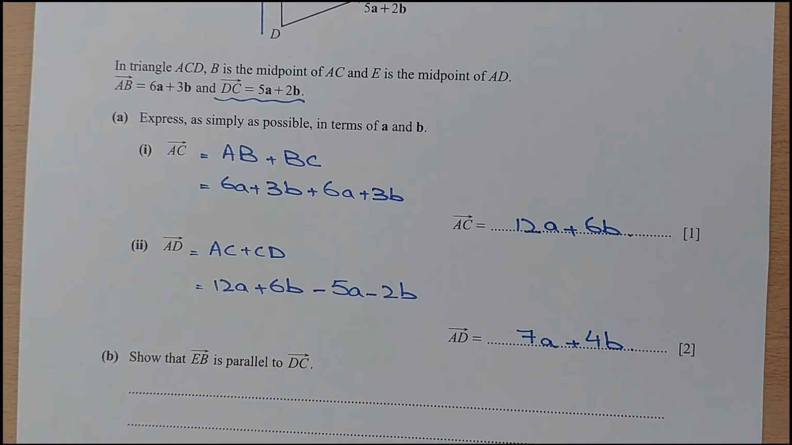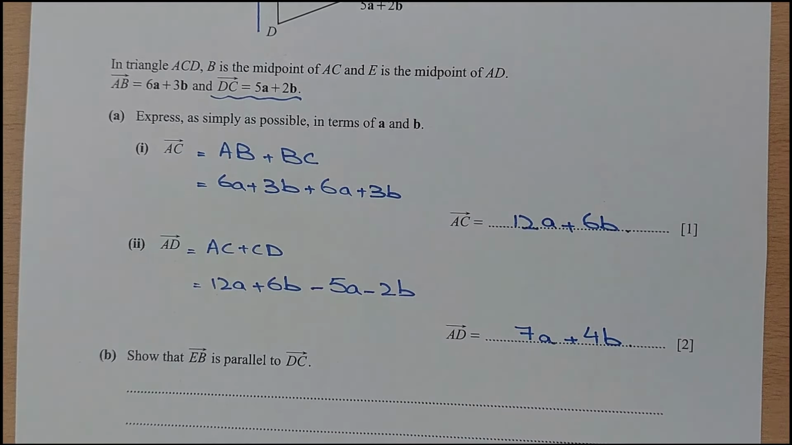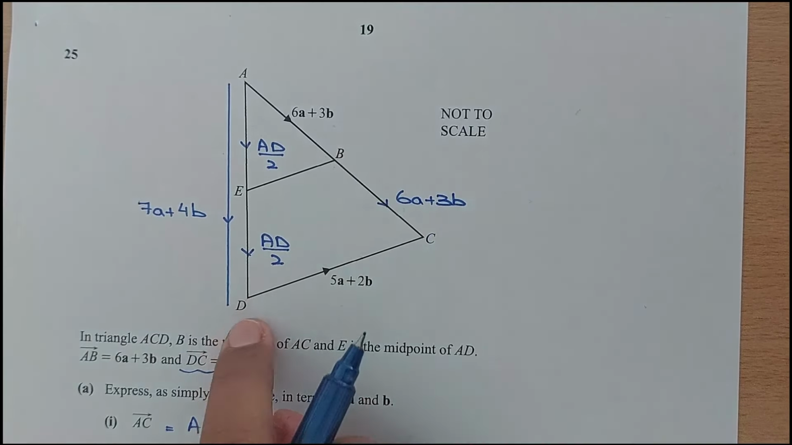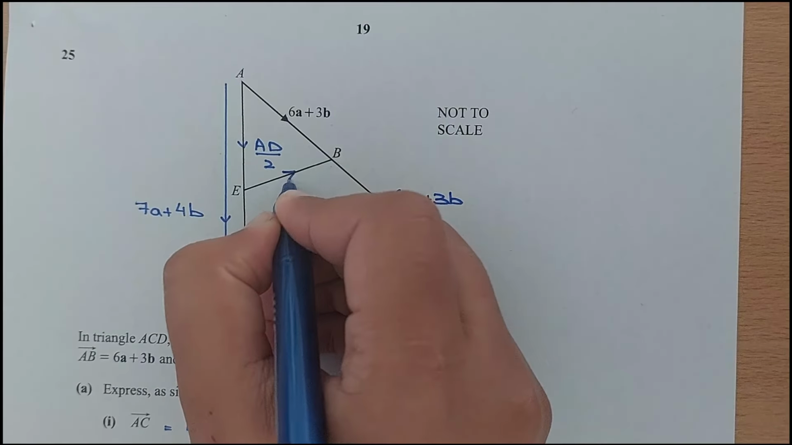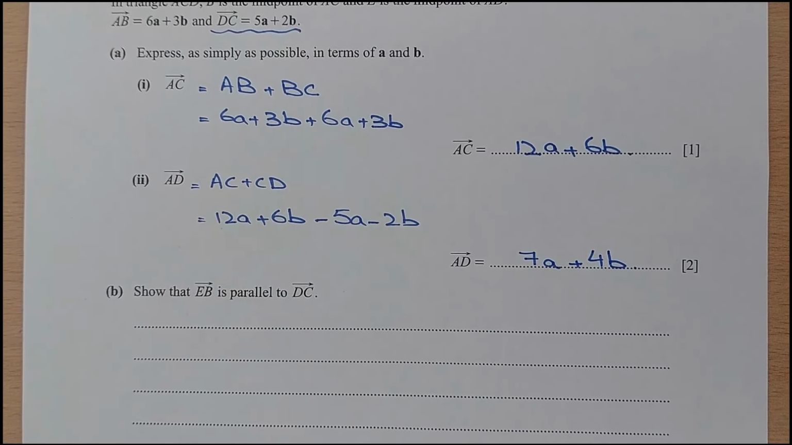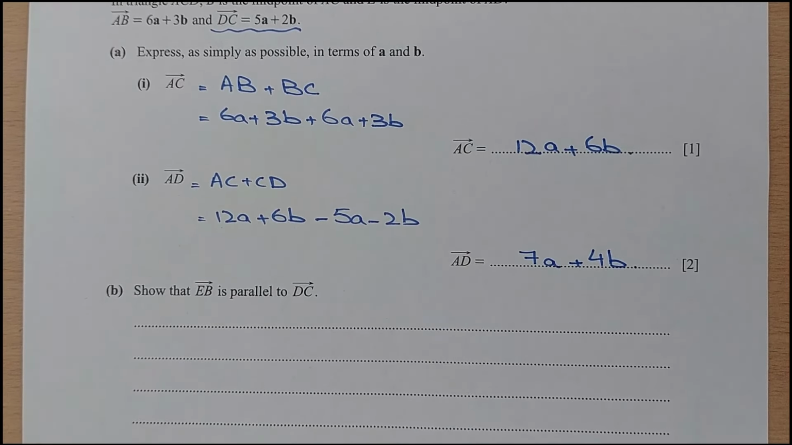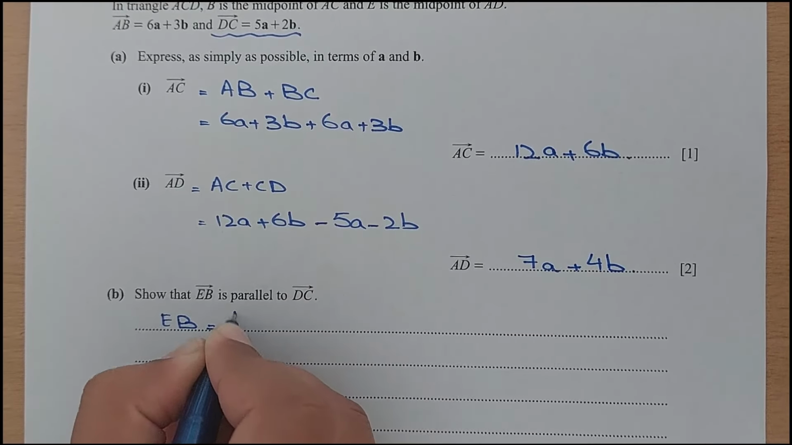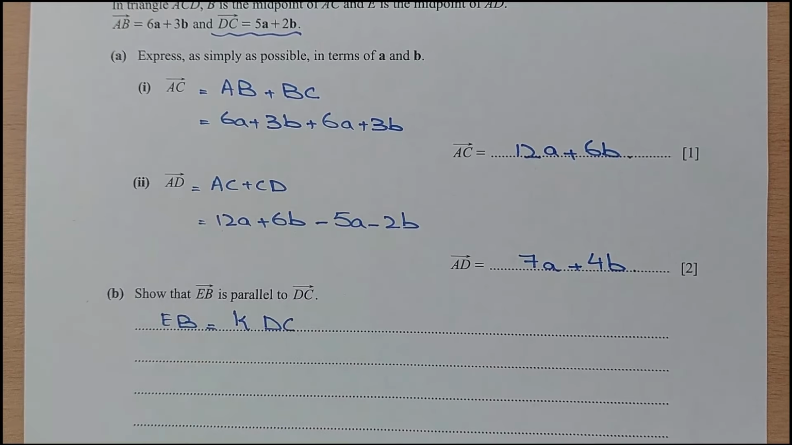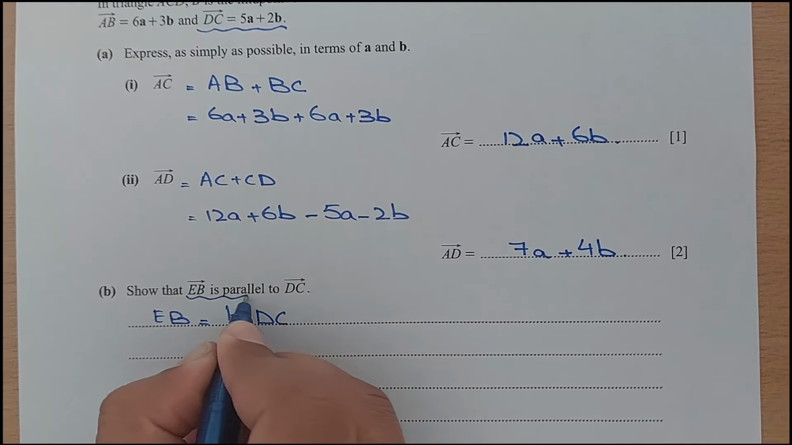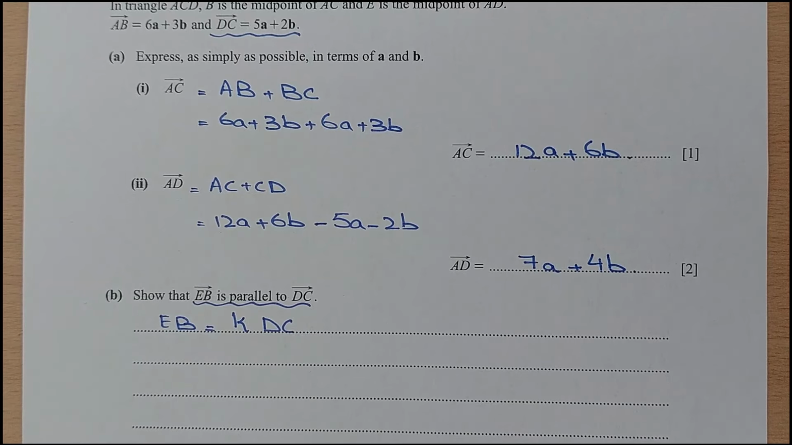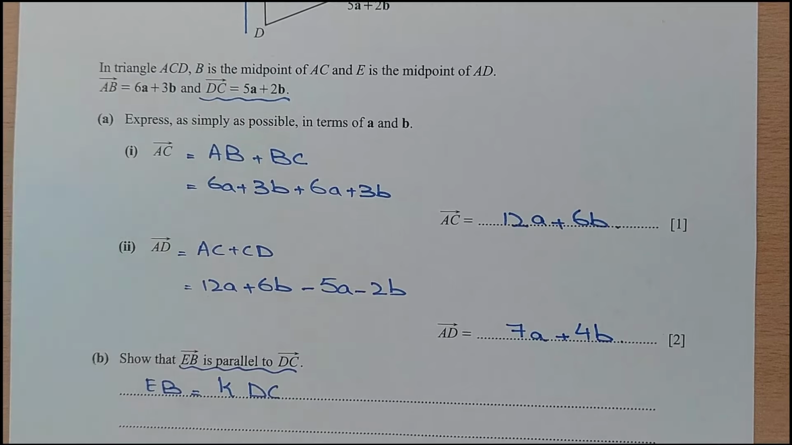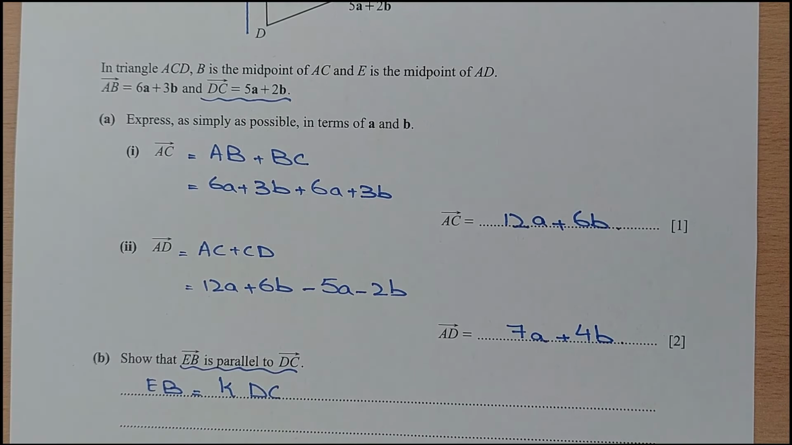Now for part B, show that EB is parallel to DC. So EB is parallel to DC, E to B, this direction. Keep in mind, whenever two lines are parallel, we need to show that EB is some constant times DC. So one line is some constant times the second line, right? DC we have been given in the question, that is 5A plus 2B. So we need to find EB.